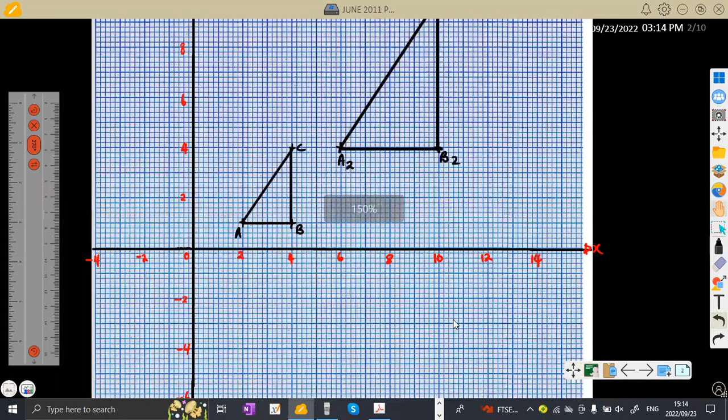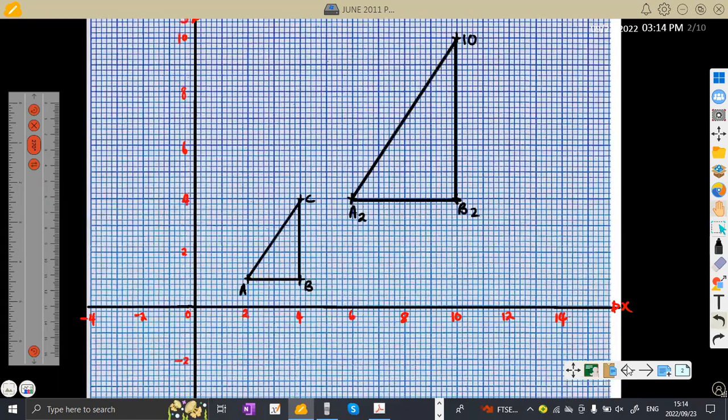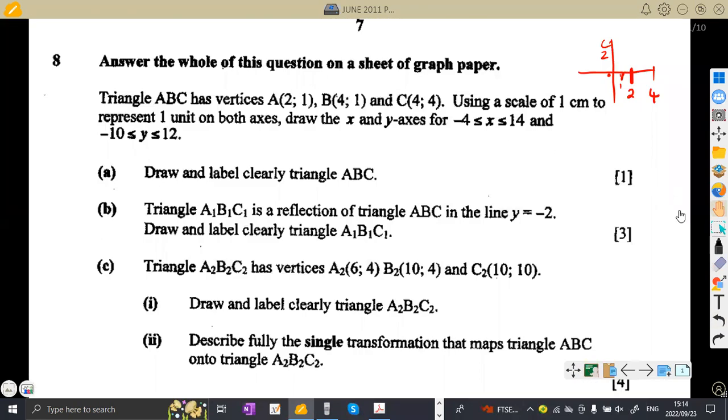All right, so we are going to start with the first question, where we are given on item B. This is our B here. So on our B, we are given that triangle A1, B1, C1 is a reflection. So take note, we are given that it's a reflection, and this reflection is happening in the line of Y is equal to -2. Draw and label clearly triangle A1, B1, C1. So take note, guys, we are saying this is a reflection in this line of Y is equal to -2. So all we need is to have the line of Y is equal to -2 first.